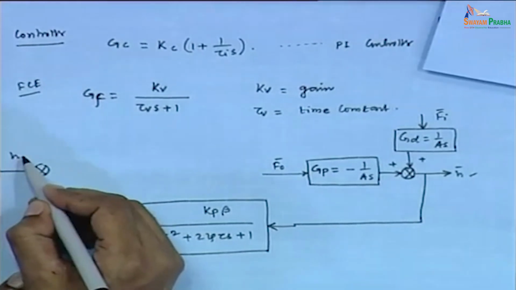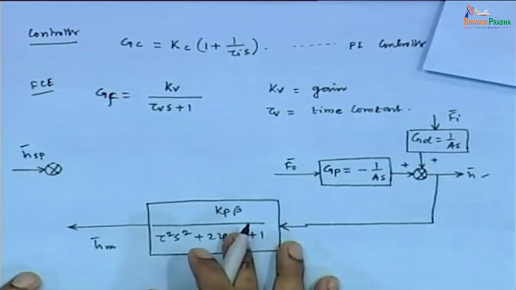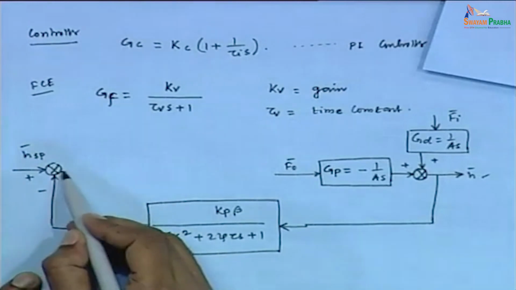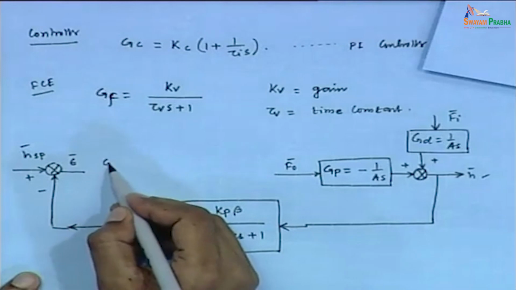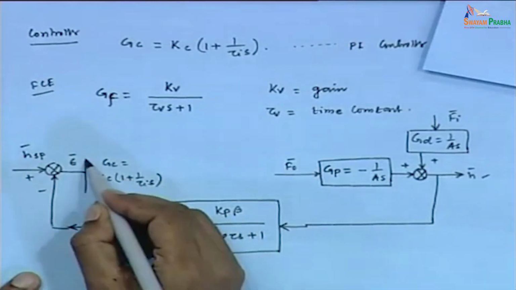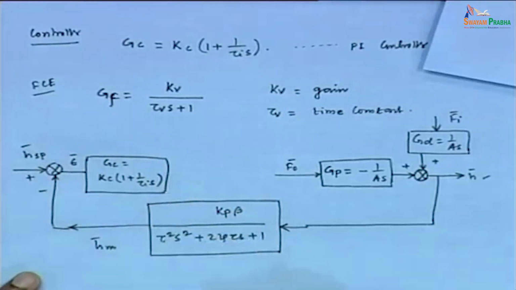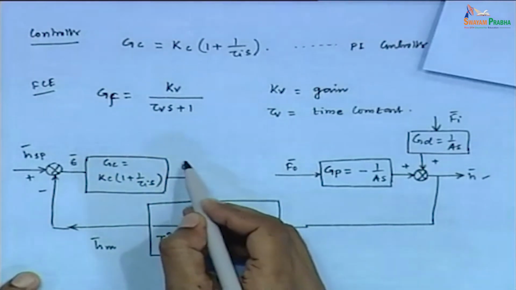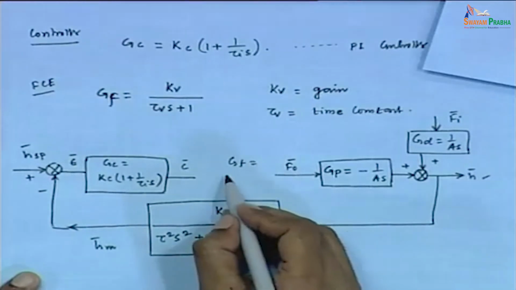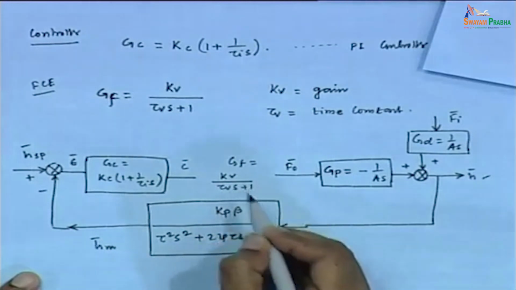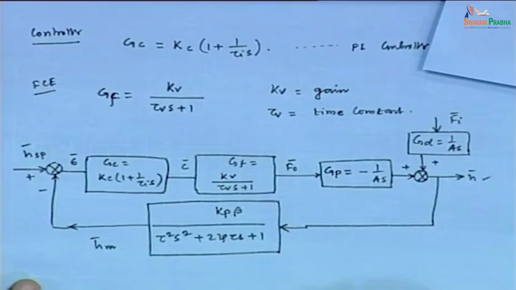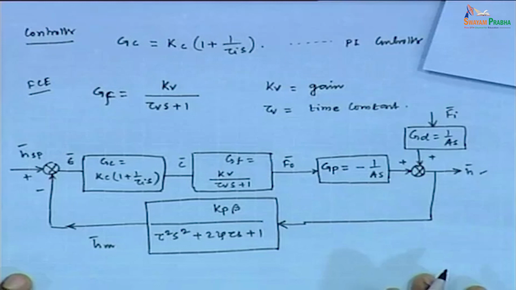This is the comparator. H set point is compared with this measured height, then the error signal goes to the controller, which has the transfer function of Kc times 1 plus 1 divided by tau I s. This is the transfer function of the PI controller. Output is C bar. The transfer function for the final control element we have derived, that is Gf equals Kv divided by tau V s plus 1. So, this is the block diagram of the example liquid level system.